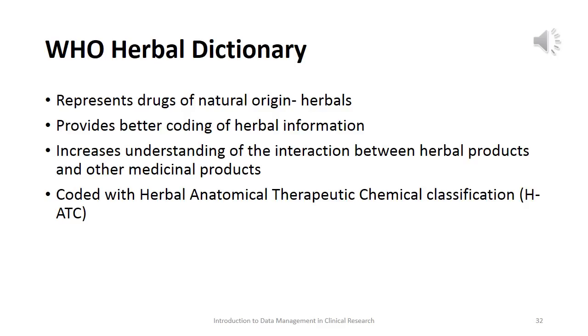Then we also have the World Health Organization Herbal Dictionary. It represents drugs of natural origin or herbs, and provides better coding for herbal information. It also increases the understanding of the interaction between herbal products and other medicinal products. This is very useful when we conduct a fairly comprehensive clinical trial, in understanding how those different medications interact. It's coded with the Herbal Anatomical Therapeutic Chemical Classification, otherwise known as HATC.